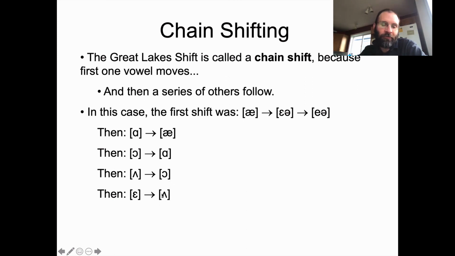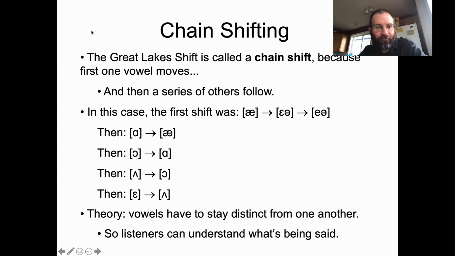And then there was nothing left where wedge used to be, so went to wedge. And the whole thing basically moved around in a circle because, remember, was what moved to in the first place, and now is moving away to sort of maintain space in that sort of adaptive dispersion kind of sense. Isn't that fun? So again, the theory is that vowels are supposed to stay distinct from one another so that people can understand what's being said.